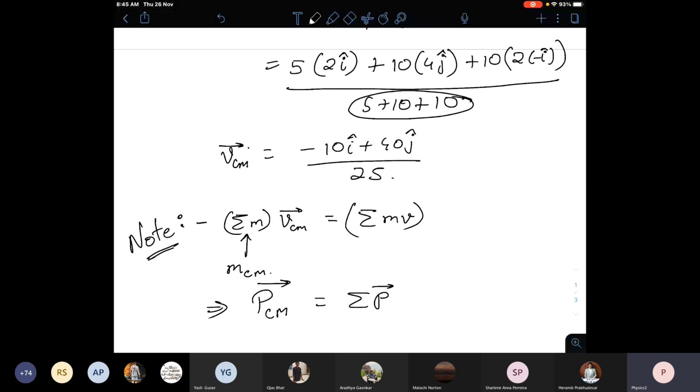How to calculate this? If I multiply it by 25 into VCM, this would represent the momentum of center of mass, which is equal to minus 10 I cap plus 40 J cap. That's it. This is the momentum of center of mass.